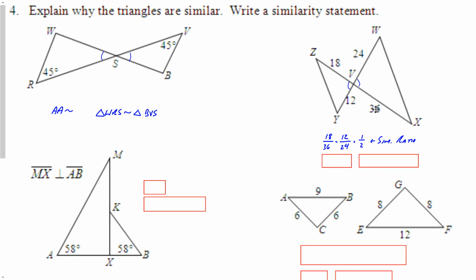And once we've tried all the combinations, if none of them work, we would be able to say that they're not similar. So now these are similar and they have a similarity ratio, those 2 sets of sides are proportional, so we would be able to use side angle side similarity for this pair of triangles. And then a similarity statement would be triangle ZVY is similar to triangle XVW.